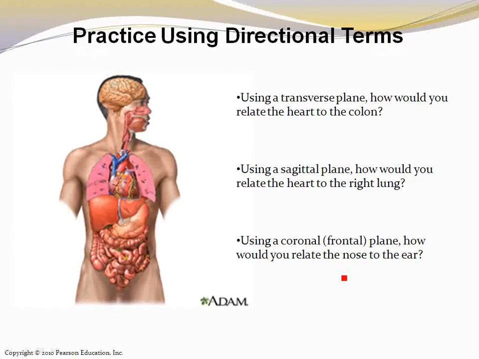Then finally, using a coronal or a frontal plane, so that's going to be a cut like this, dividing the body into a front and a back half. How would you relate the nose to the ear? So looking on my head here, nose, ear, you have an imaginary slice like this. The nose is closer to the front portion of the body than the ear, so you would say that the nose is anterior to the ear. And then what was our other term for that? You can also say that the nose is ventral to the ear. The ear would be posterior to the nose. The ear would be dorsal to the nose.